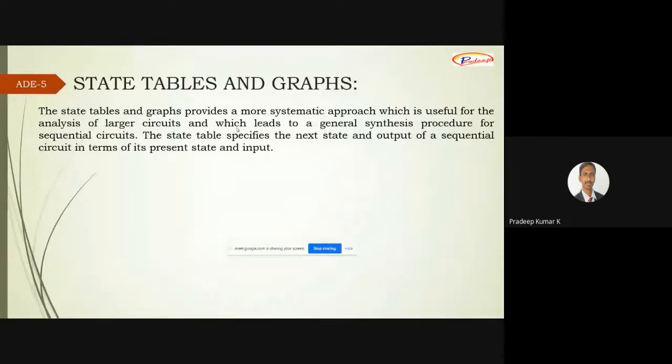By having state tables and graphs, we can generate a larger circuit, which provides the easiest way to synthesize that particular logical expression. The state table specifies the next state and output of the sequential circuit in terms of its present state and input. Meaning it is used to predict the next state and the next output of a sequential circuit, given the present state and present input.